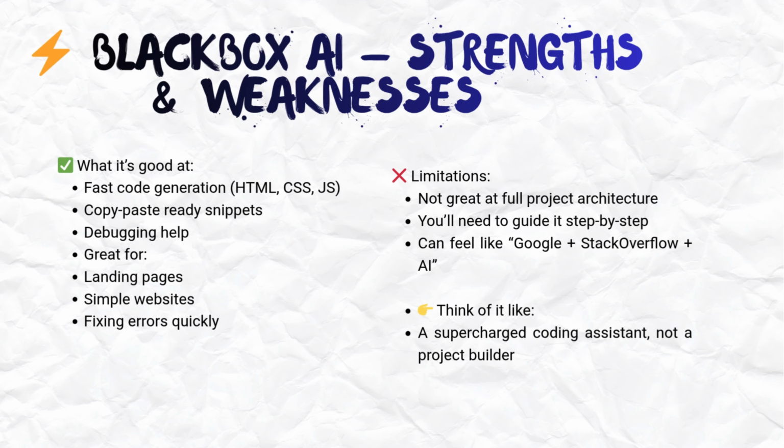Let's move to strengths and weaknesses. Blackbox AI, what it's good at: fast code generation, HTML, CSS, JS, copy-paste ready snippets, debugging help, great for landing pages, simple websites, and fixing errors quickly. Limitations: not great at full project architecture. You'll need to guide it step by step, and it can feel like Google plus Stack Overflow plus AI. Think of it like a supercharged coding assistant, not a project builder.